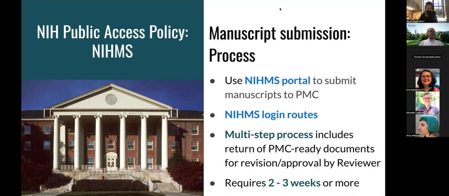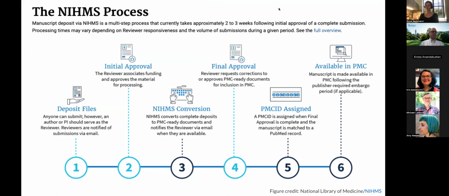Because so many steps are involved, NIH MS lists 6 for the simplest possible scenario. The process requires 2 or 3 weeks when NIH is fully staffed. I would recommend getting started as soon as the final manuscript is accepted. Here's a graphic from the NIH MS website outlining the process. First, the author-accepted manuscript and all associated files are submitted through the NIH MS portal.